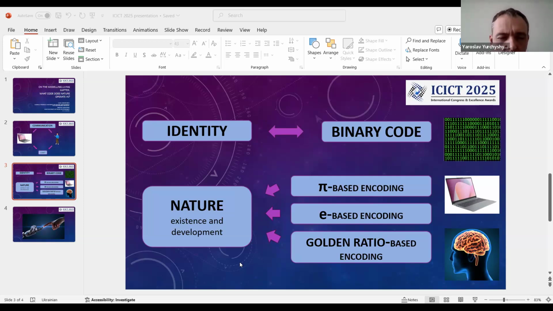So as a conclusion, we can draw the following conclusions. We consider the binary code to be the basis of living matter. We believe that the foundation of the emergence and preservation of identity lies in binary code, while encoding based on pi, e, and the golden ratio represents the manifestation of the existence and development of nature. Then the following biological and technical processes have common manifestations, and it's advisable to conduct the necessary research with the involvement of multidisciplinary experts from various fields of knowledge.